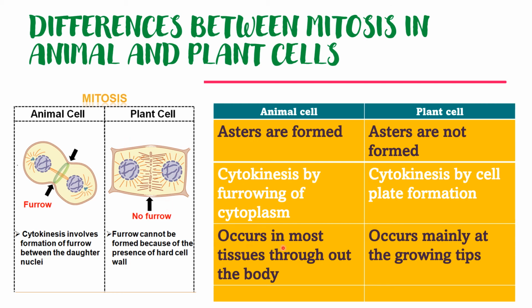mitosis occurs in animal cells in most tissues throughout the body. But in plant cells, it occurs only at the growing tips, only at the meristematic region. That's why while doing the practicals of mitosis, to see the different stages of mitosis, we take onion root tips. We know that mitosis occurs in plant cells only at the growing tips.